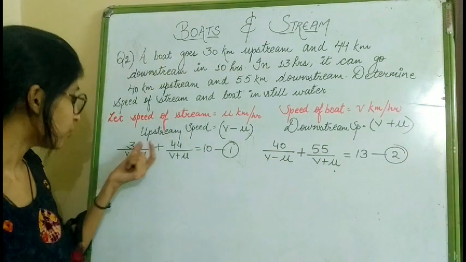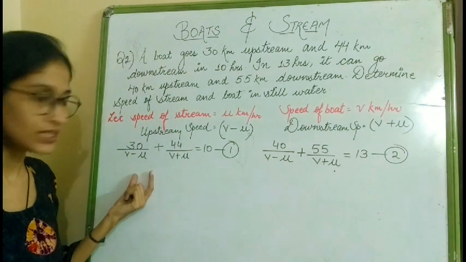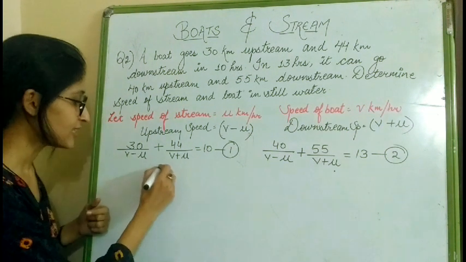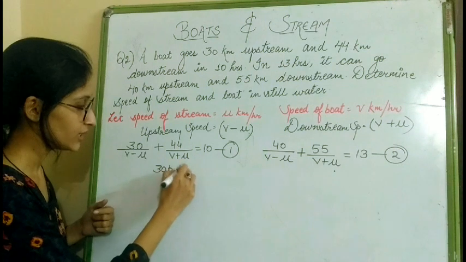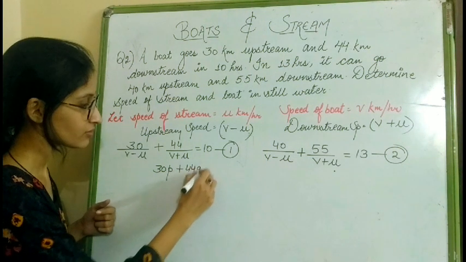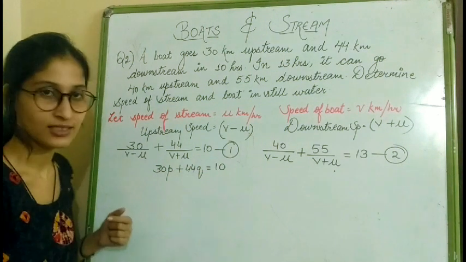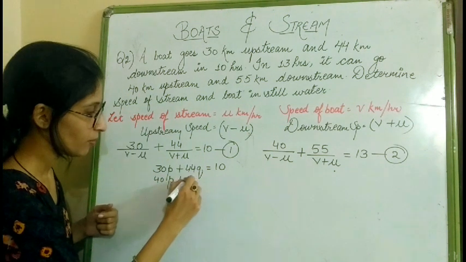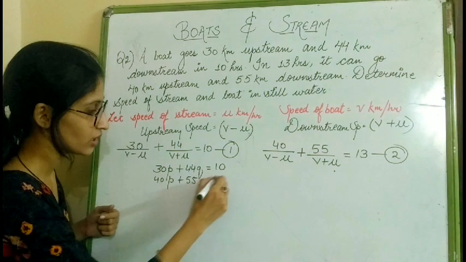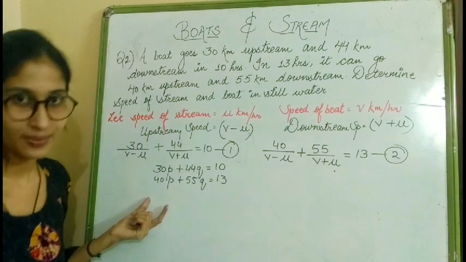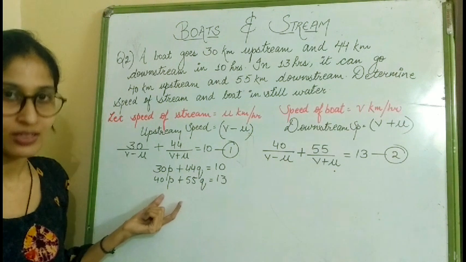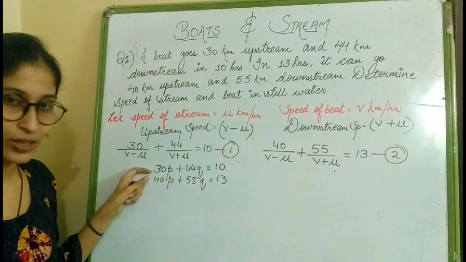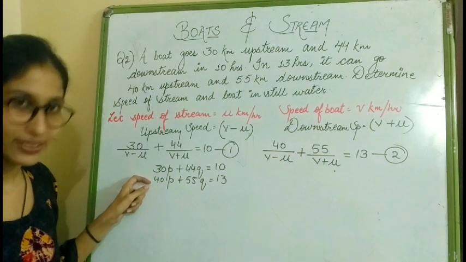Now let us suppose 1 upon v minus u as p and 1 upon v plus u as q. So I can write it as 30p plus 44q equals 10. Next here, 40p plus 55q equals 13. I am going to solve this equation by elimination method. So multiply the first equation by 4 and multiply second equation by 3.